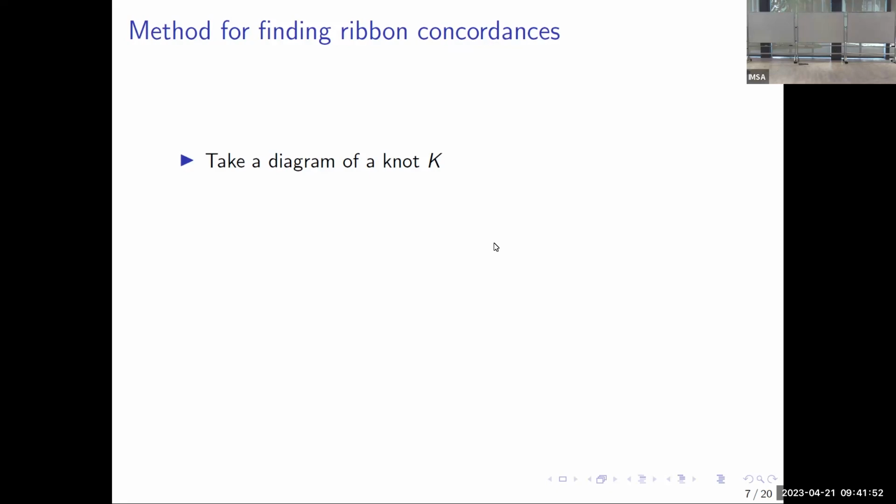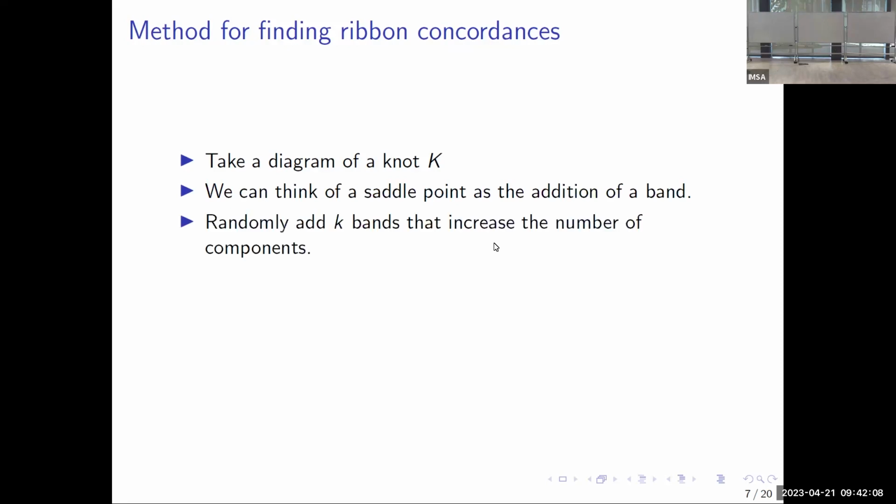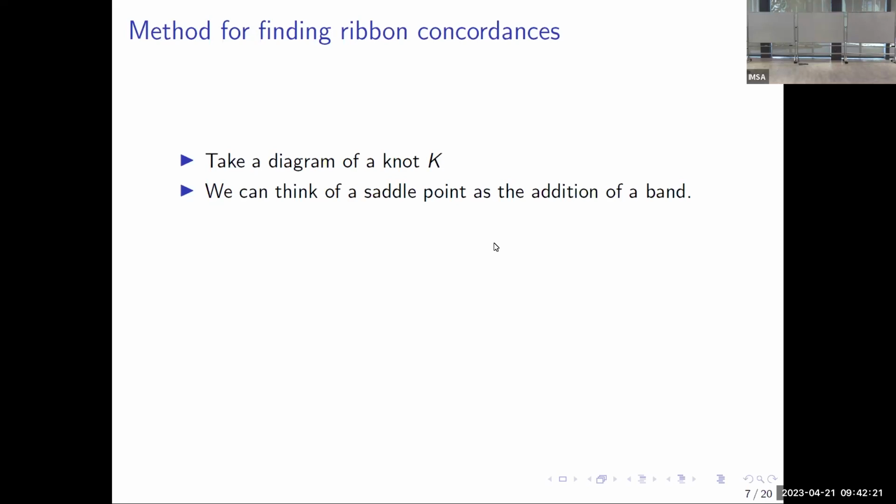So what that means concretely in terms of what we're doing is, you think of the saddle point as an addition of a band, right? So if you go from a knot and you have a saddle, then you think of that as adding a band to your knot. And a maxima is capping off a component with a disk. So that's basically just removing an unknotted, unlinked component. So what we're going to do is randomly add k bands, each of which increases the number of components.